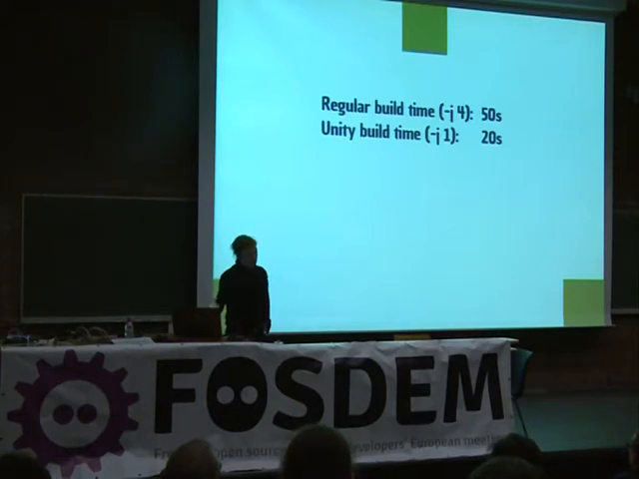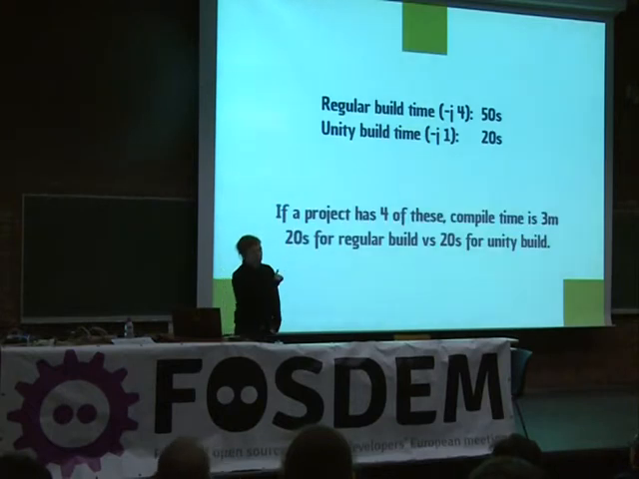But should your project have four of these, then the normal compile time would be 3 minutes, 20 seconds, but it will still be 20 seconds in the Unity build because you can actually use all your four cores, which is 90% faster, which is kind of nice.